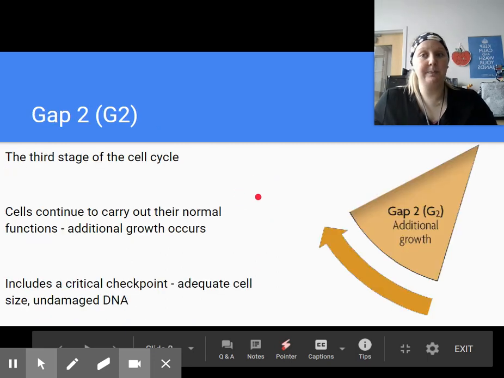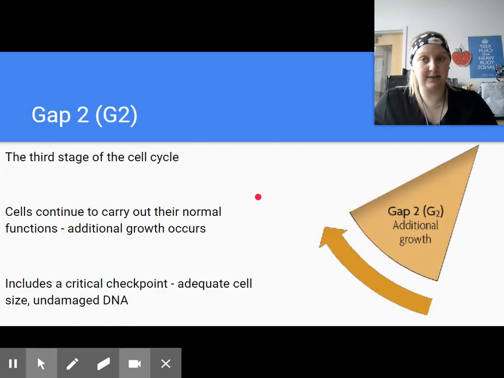Gap 2 is the third stage of the cell cycle. This is when the cell is continuing to carry out its normal activities. It has to continue to grow, and it must pass a critical checkpoint at the end of Gap 2 before division can happen. This checkpoint makes sure that the cell is double its original size and has undamaged DNA.